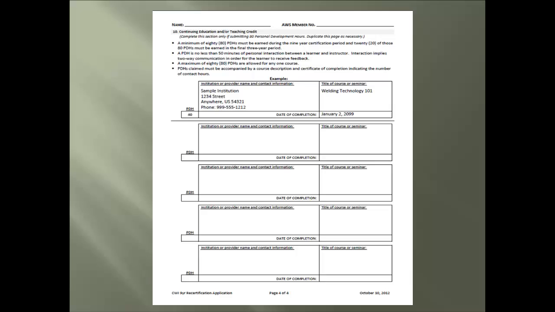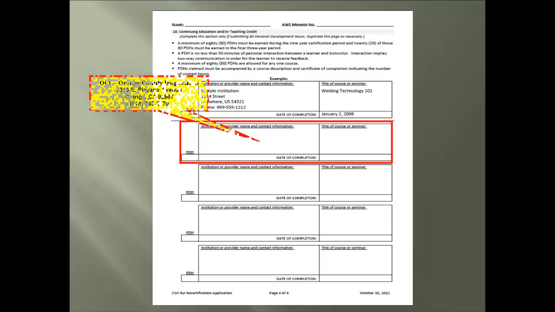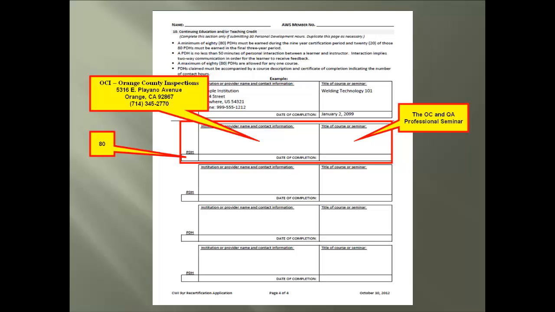And now we will walk you through the filling out of this box. First is to place our information into this box, which is the provider of the seminar. Second, in this little box, place 80, which represents the PDHs earned from this seminar. Third box is over here, and place the name of this seminar. And lastly is the date of completion, which will be when you receive your certificate of completion.